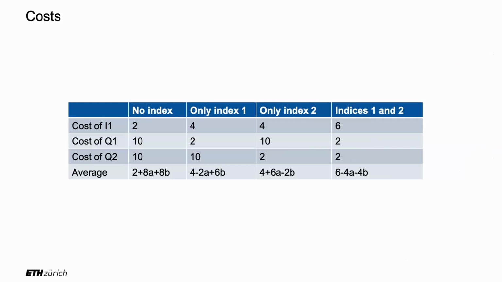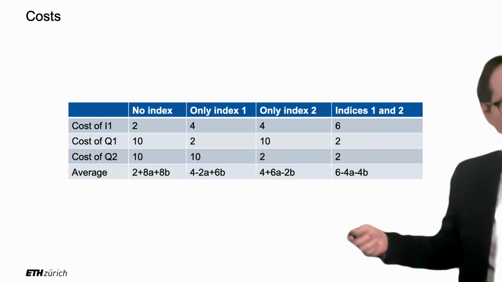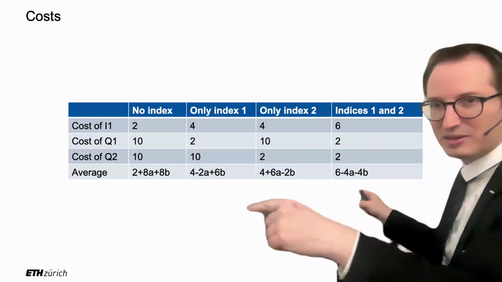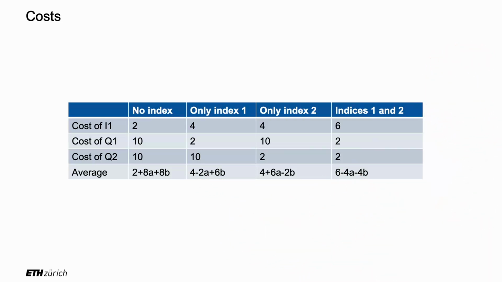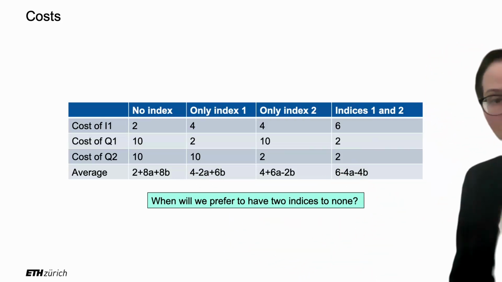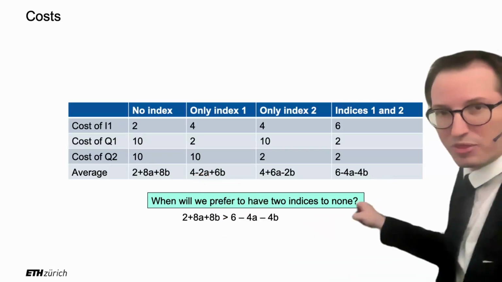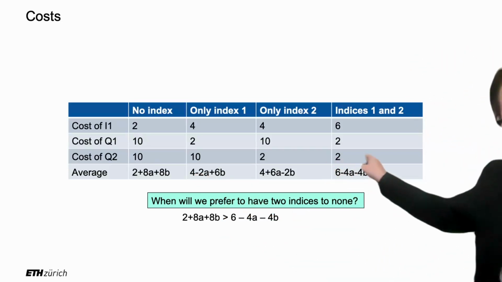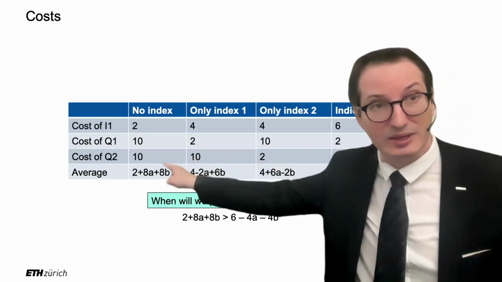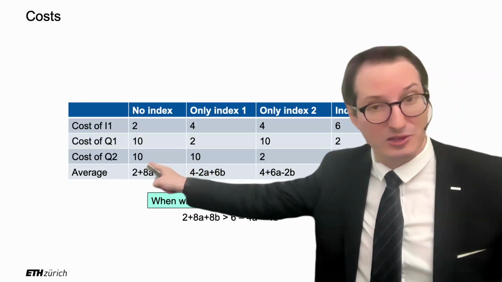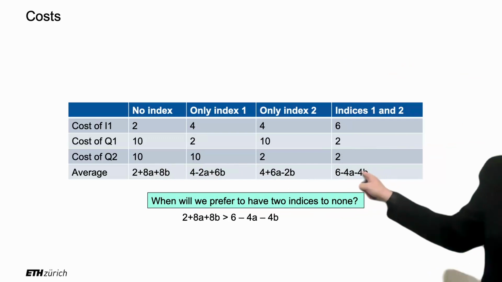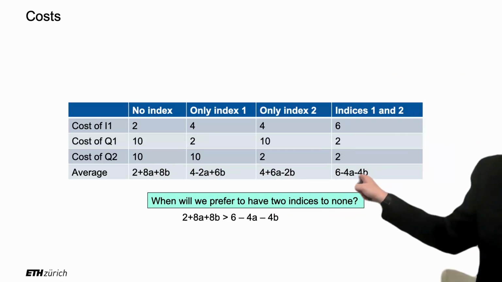And now I want to find out A and B in such a way that it's worth it. So imagine that I'm comparing these two here. I'm trying to estimate when is it worth having two indices rather than none at all. You just compare these two things, and basically it's worth it if the cost for the two indices is smaller than the cost for no index, right? So if this here is a larger number than this, then I should have my indices.